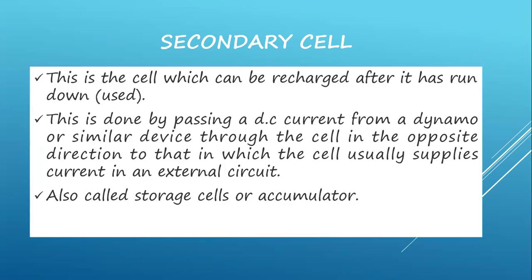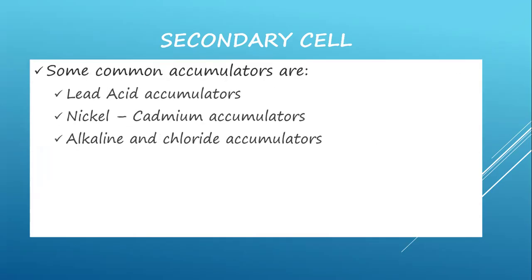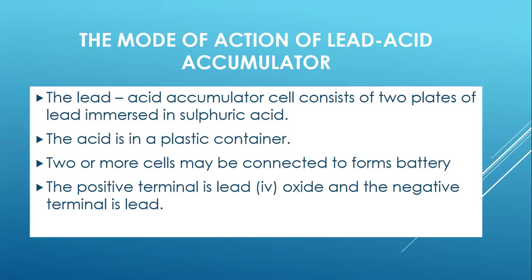We said that these secondary cells can also be called storage cells or accumulators. We said that there are some common accumulators, such as the lead acid accumulators, the nickel cadmium accumulators, and the alkaline accumulators. So in this video, we'll move on to discuss the mode of action of the lead acid accumulator as one kind of accumulator.